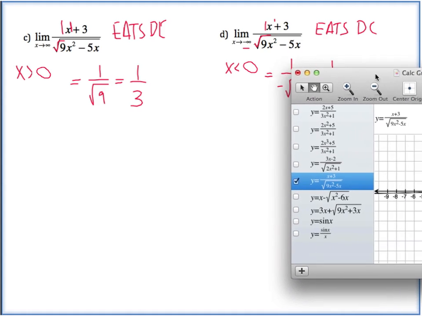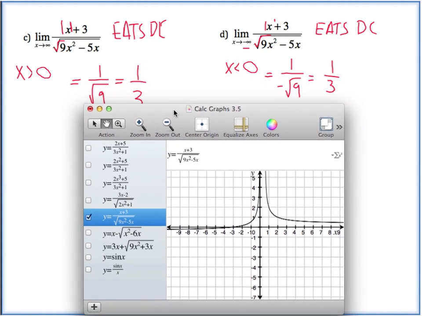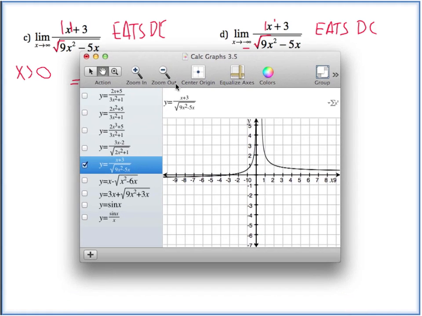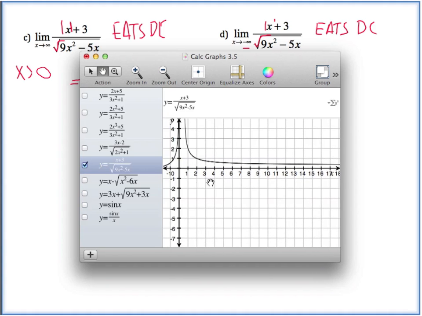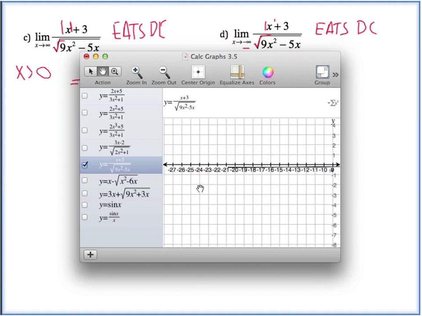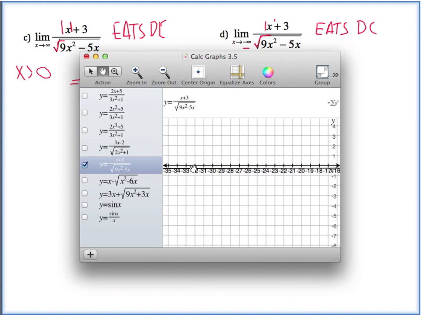So let's take a look at that graph here and verify that's what's going on. So here is x plus 3 over the square root of 9x squared minus 5x. As we go to infinity, you can see we're approaching 1/3. And as we go to negative infinity, also approaching here negative 1/3.